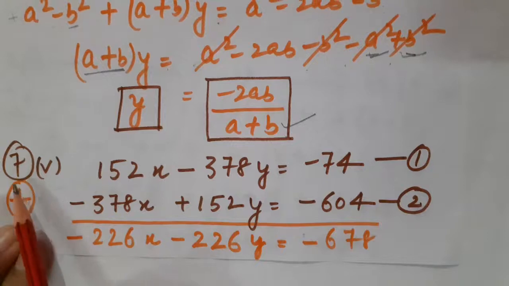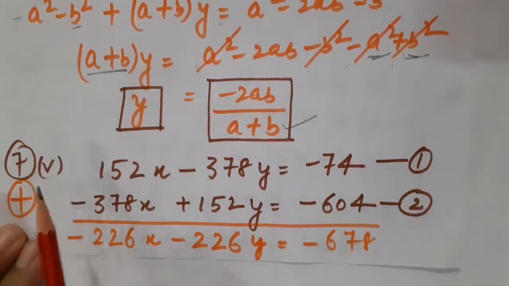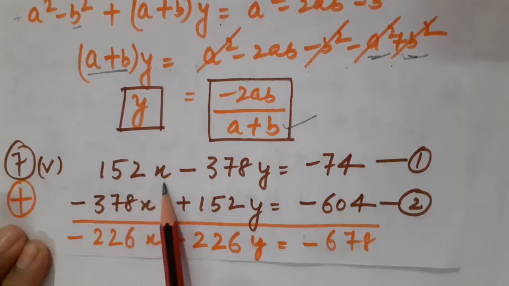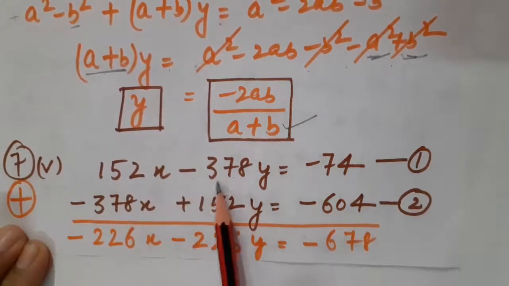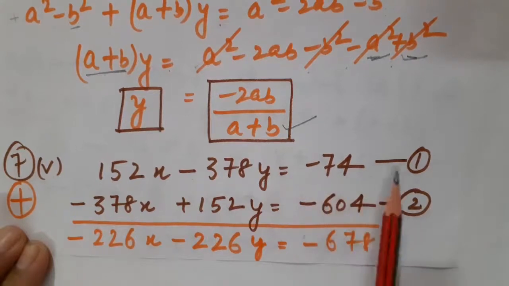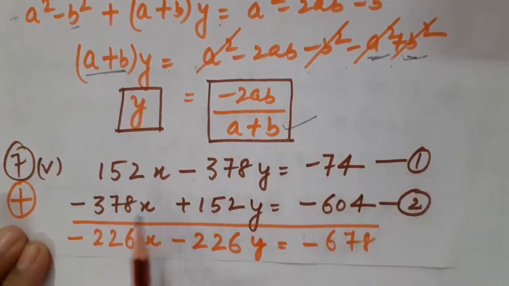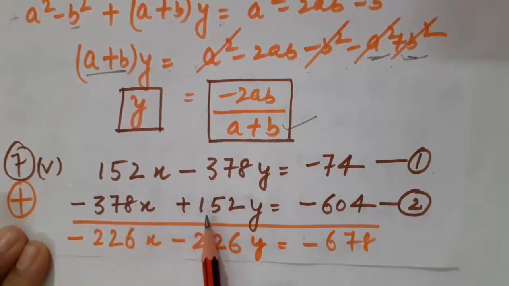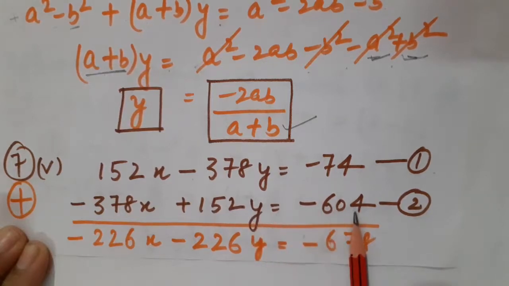Now another one is the 7th question, 5th part. The very first equation is 152x minus 378y is equal to minus 74. This is equation number 1. Another equation is minus 378x plus 152y is equal to minus 604. This is equation number 2.